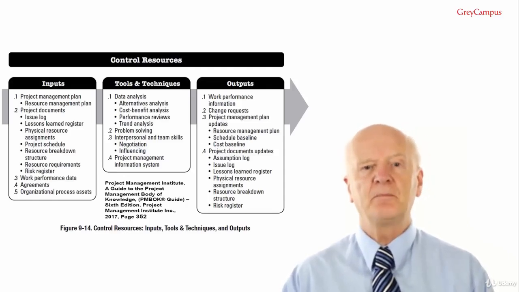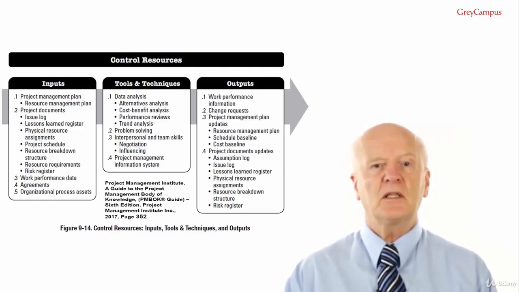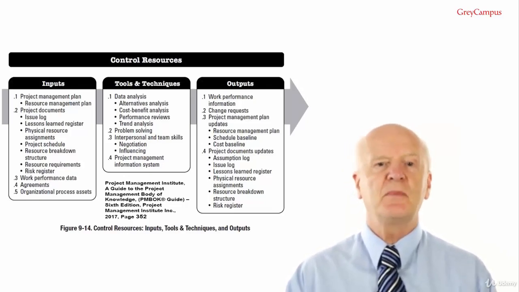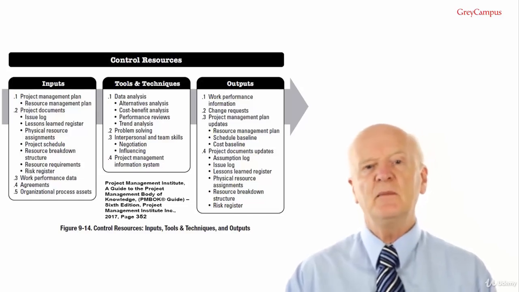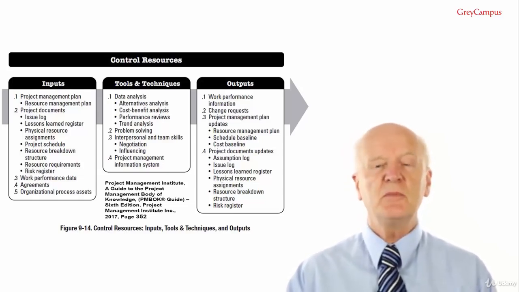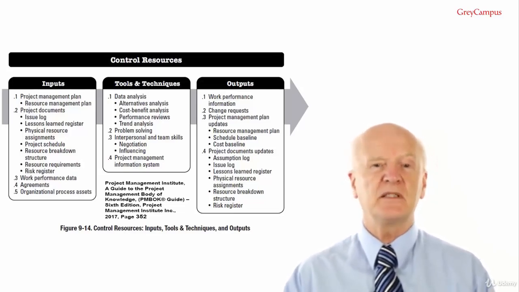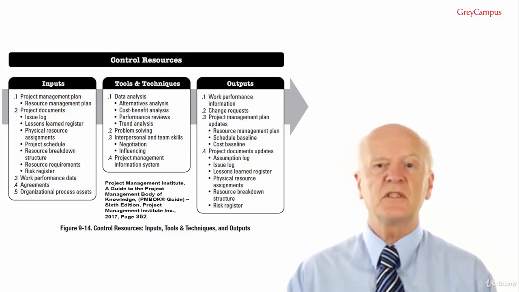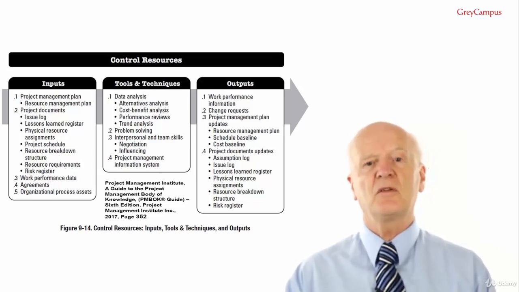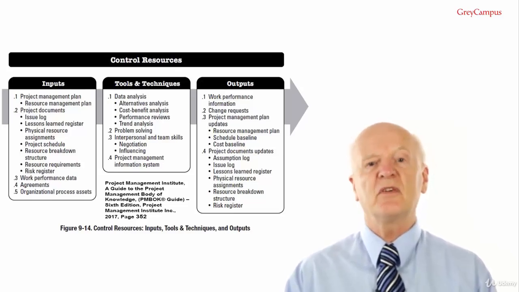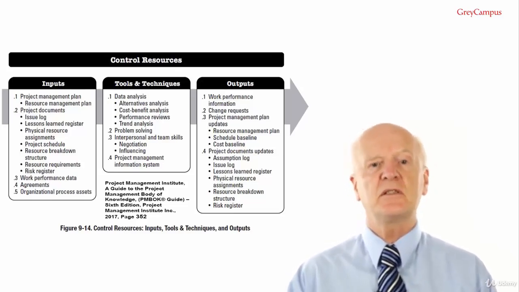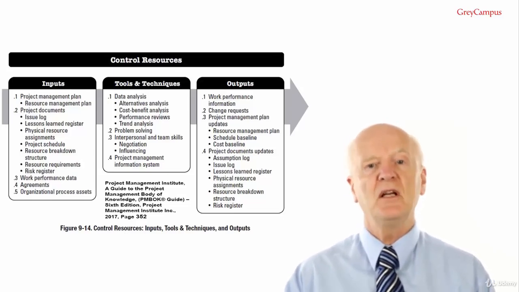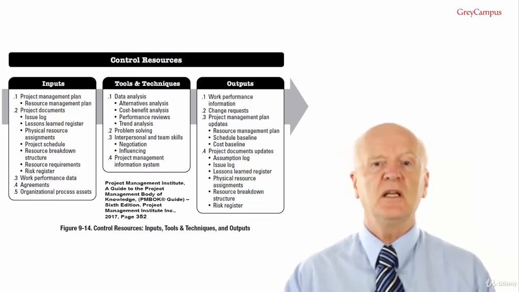Control resources inputs. Number 1, project management plan. The components include the resource management plan. The resource management plan provides guidance on how physical resources should be used, controlled and eventually released. Input number 2, project documents. The project documents that can be considered for this input for this process are the issue log. The issue log is used to identify issues such as a lack of resources, delays of raw material supplies or low grades of raw material. And of course, you could record a surplus of resources.